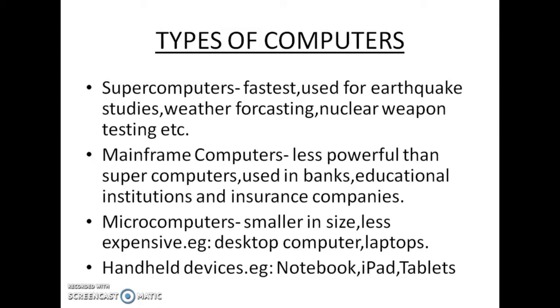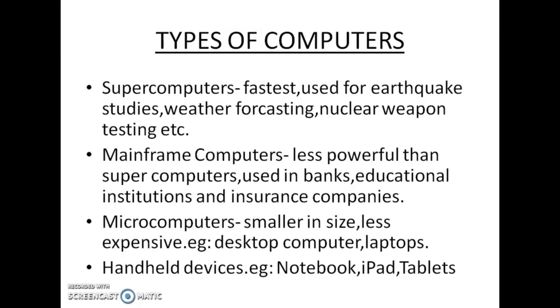Next is the mainframe computers. It is less powerful than supercomputers, and it is used in banks, educational institutions, and insurance companies. The next one is microcomputers. It is smaller in size and less expensive. We can call microcomputers personal computers. They are used in schools, banks, shops, offices, and at homes. For example, desktop computers and laptops.